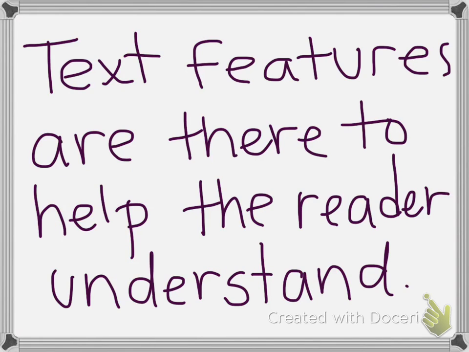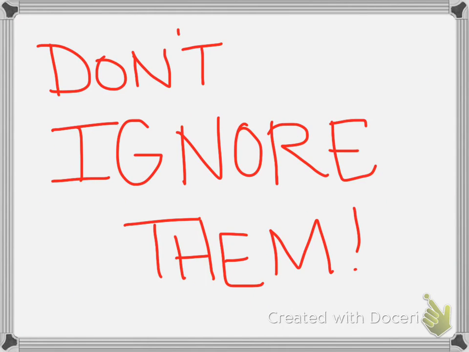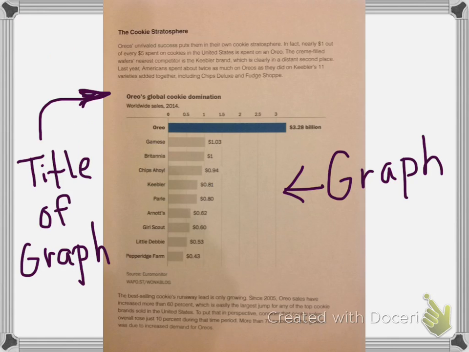Because text features like graphs are there to help the reader understand. The author put it there for a reason. Do not ignore the text features. Do not ignore the title or the pictures or the picture caption. And do not ignore the graphs. Let's look at this graph.